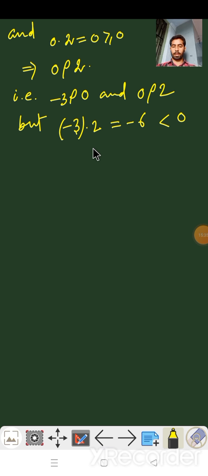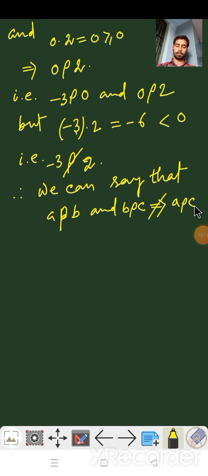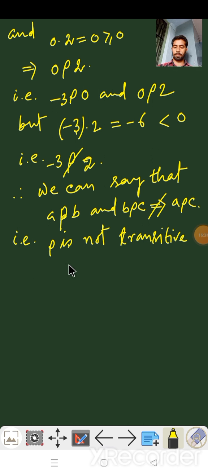That is, -6 does not satisfy the condition. That is, -3 is not related to 2, and therefore we can say that a related to b and b related to c does not imply a related to c. That is, rho is not transitive on Z.